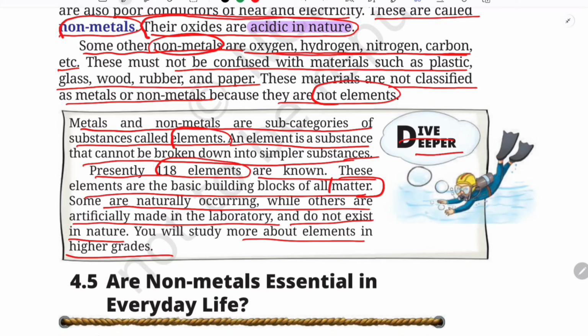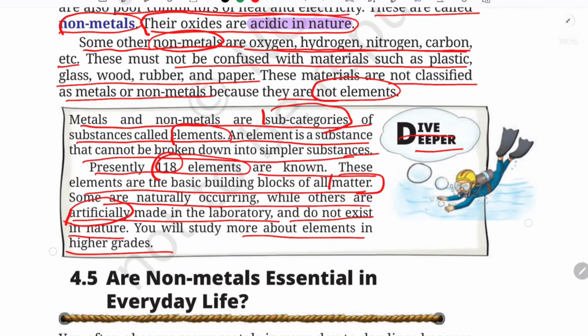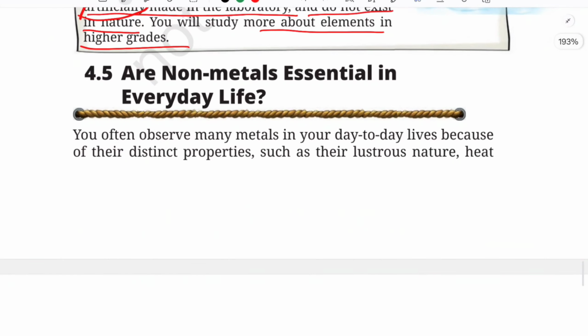So what you need to understand here is that metals and non-metals both are what? Subcategories of element, and an element is a substance which cannot be further broken down into simpler substances. That means they are already in their simplest form. There are presently 118 elements known to us, some of which are naturally produced and some are artificially made in the laboratory, which do not exist in nature. About them you are going to learn more in your higher classes.